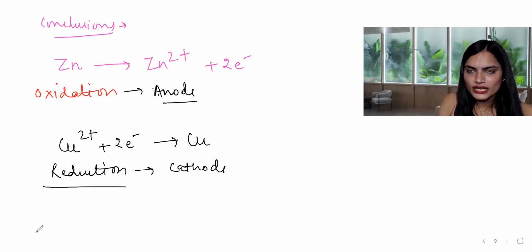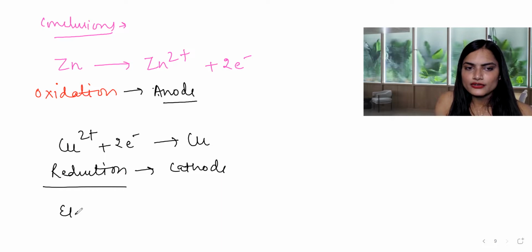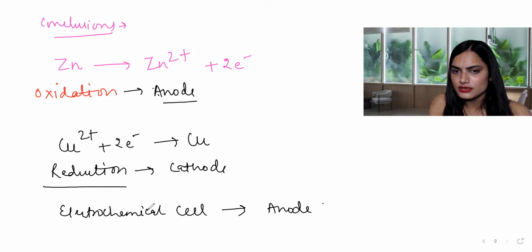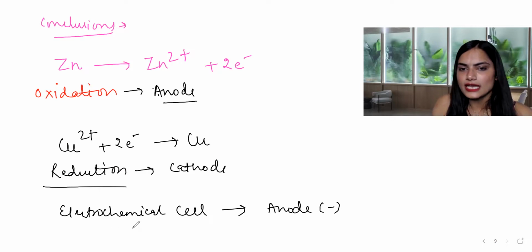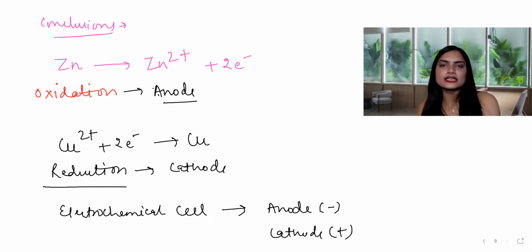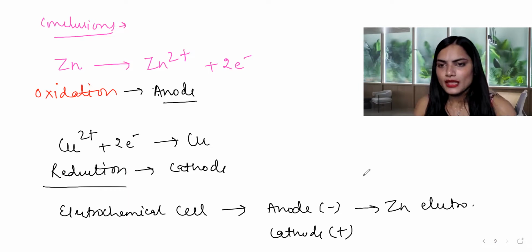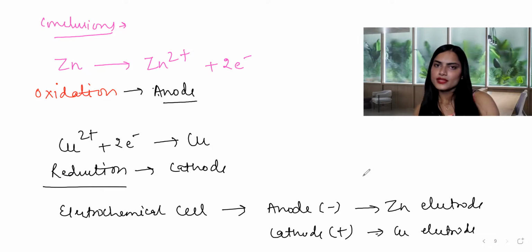In case of what I've explained just now, in case of an electrochemical cell, the anode is negatively charged and the cathode is positively charged, right? And here in case of the Daniell cell, which electrode is acting as an anode? Zinc electrode, because oxidation is taking place here. And which electrode is acting as a cathode? Copper electrode, because reduction is taking place here, right?